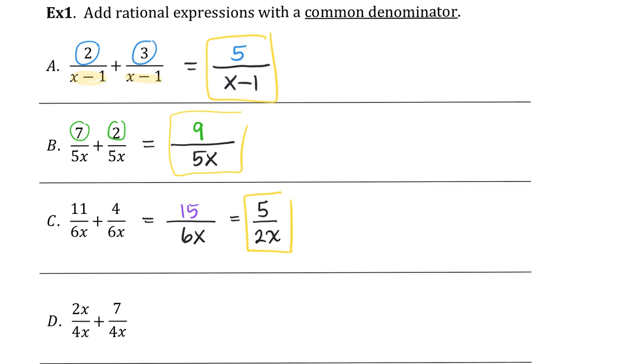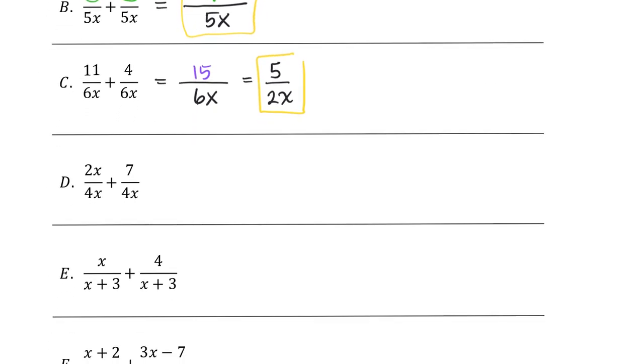Let's keep going. Okay, for D, they have a common denominator of 4x. Perfect. I'm going to add their numerator. So if I do 2x plus 7, they're not like terms. So my answer is going to be 2x plus 7 over 4x. And then I'm going to leave it like that. There's no common factor on the 2x or the 7, so that's the best I can do.